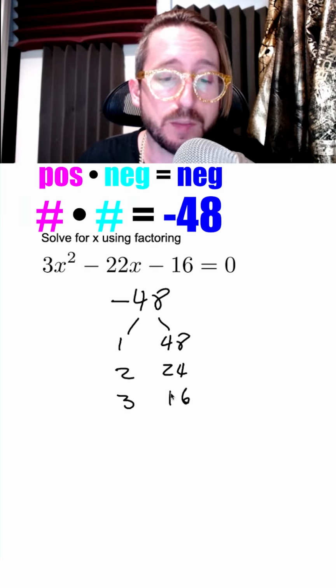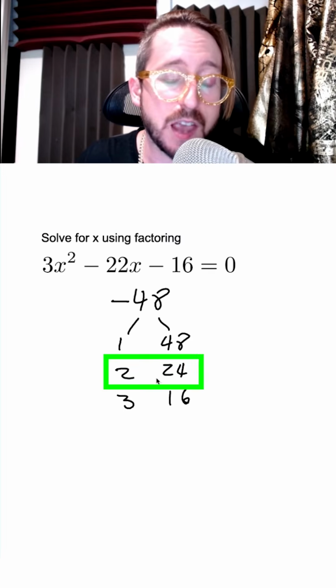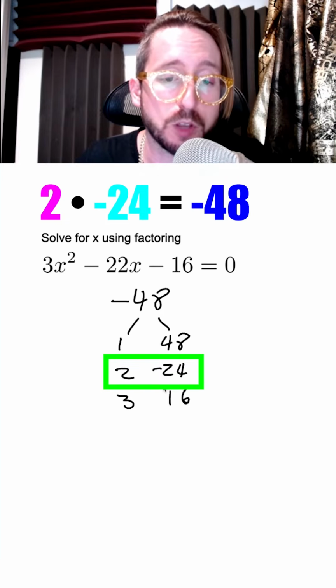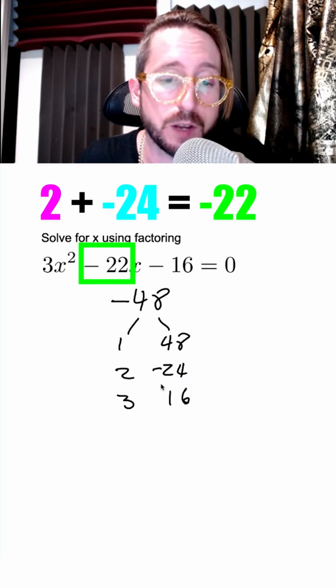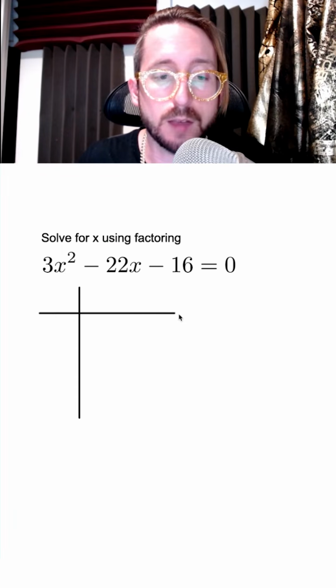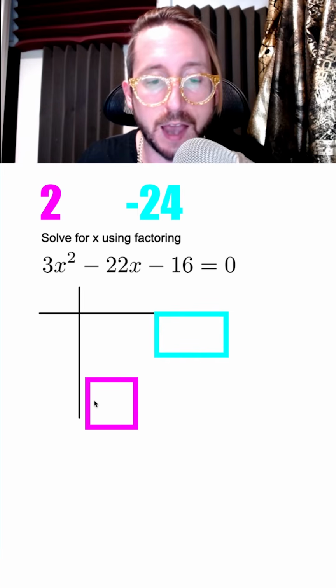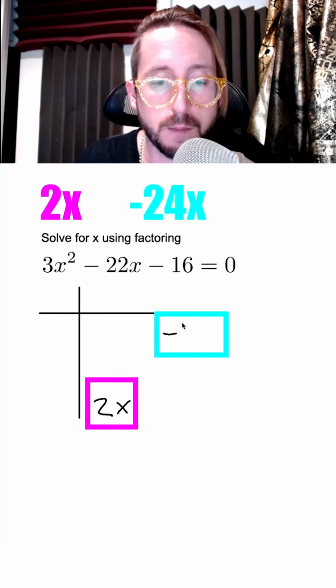But we know one of these needs to be negative since it's negative 48. In this case, it's the 2 and negative 24 that multiply to negative 48, but add up to negative 22. Now what I'm going to do is draw a Punnett square, and take those two numbers I had, but put them on the diagonals with an x. So this is going to be 2x and minus 24x.